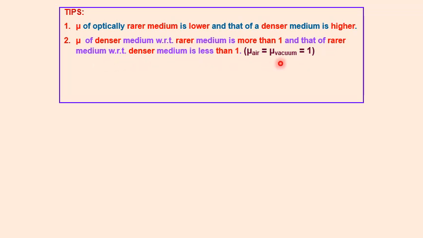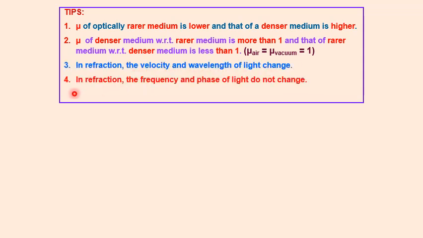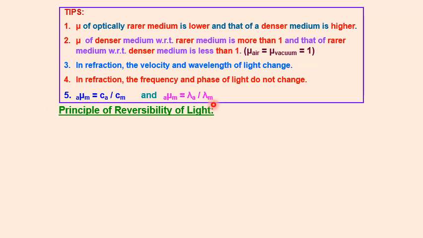Mu air is equal to mu vacuum is equal to 1. In refraction, the velocity and wavelength of light change, but the frequency and phase of light do not change. Numerically, we can write aμm is equal to Ca upon Cm, where Ca is the speed of light in air and Cm is the speed of light in medium. And aμm is equal to lambda a upon lambda m, where lambda a is wavelength in air and lambda m is wavelength in medium.